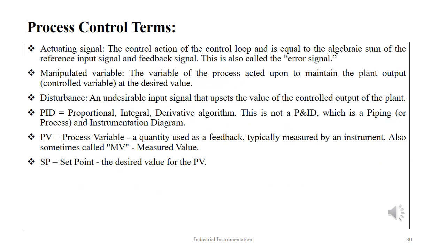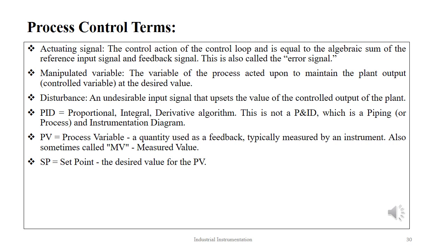The control action of the control loop is known as the actuating signal and it is equal to the algebraic sum of the reference input signal and the feedback signal. It is also sometimes known as the error signal. The variable of the process acted upon to maintain the plant output at any desired value is known as the manipulated variable. An undesirable input signal that upsets the value of the control output of the plant is known as disturbance or noise.